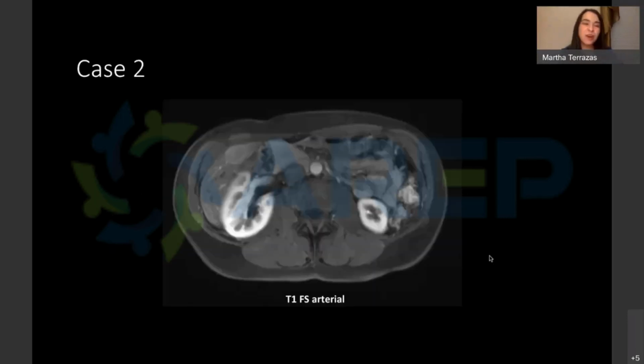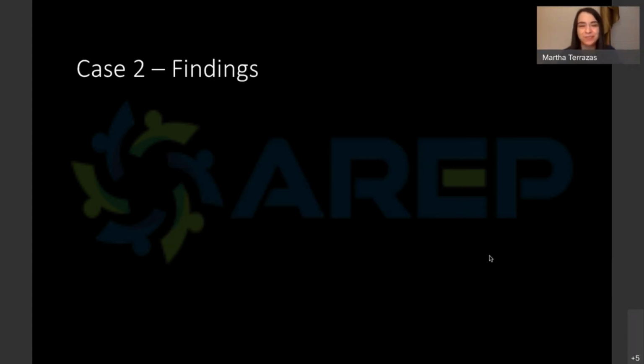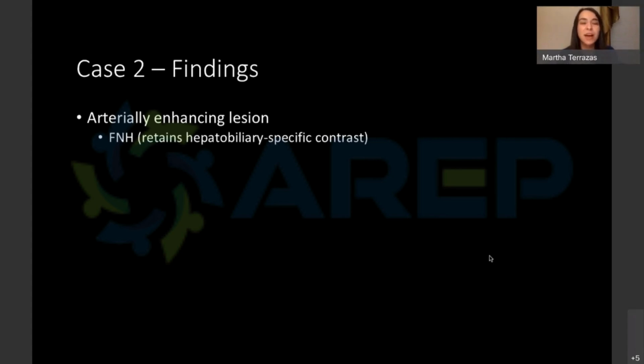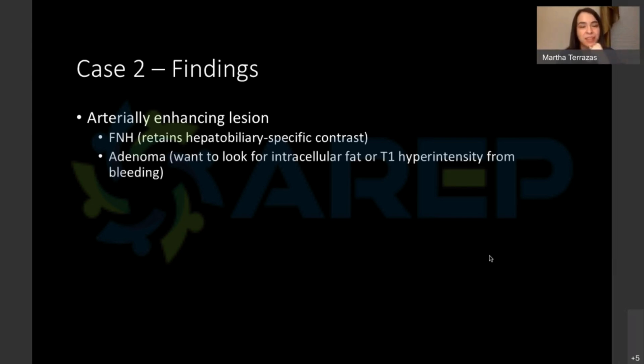Okay, so let's move on to case 2. So we have T1 fat sat arterial phase, and we have an arterially enhancing liver lesion. So with an arterially enhancing liver lesion, we've got to be thinking of our differential now, right? So now we know FNH is going to retain that hepatobiliary specific contrast if we had that phase. An adenoma is in our differential for an arterially enhancing liver lesion in a non-cirrhotic patient.